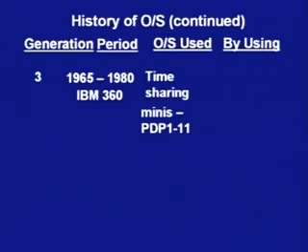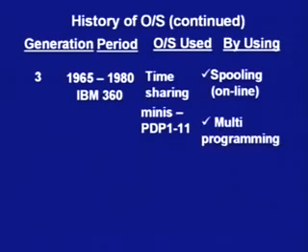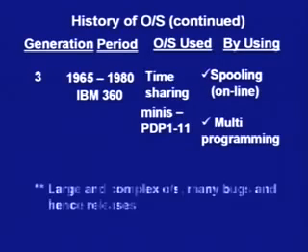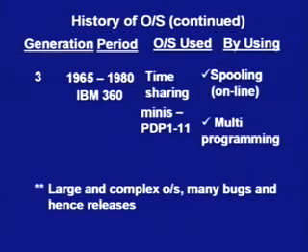This was also the time when the minicomputers were developed, and the most famous of them is the PDP-11, which ran from PDP-1 to PDP-11. There were generations of these machines. The concept of spooling or online printing came into its own. We shall discuss these in more detail later on. And more importantly, multi-programming. Because these were time-sharing machines, we could run multiple programs on the computer for the first time. These were large and complex operating systems. There were many bugs, and therefore there had to be many releases of that operating system.